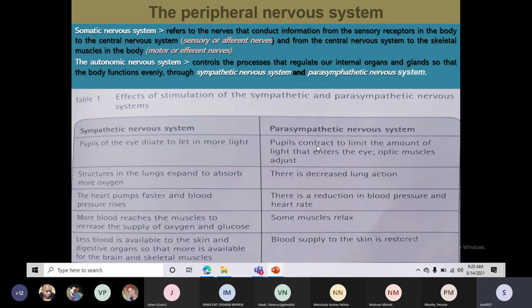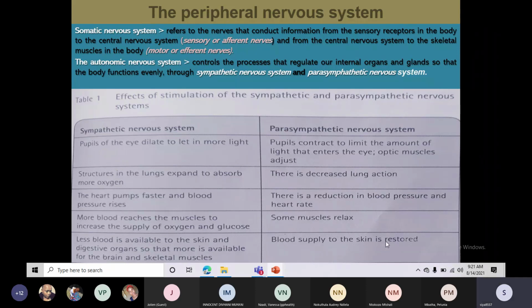Here pupils contract to limit the amount of light that enters the eye, or the optic muscles adjust. Here more light comes in. There is a decrease in lung action. Here there's an expansion in lung action. There is a reduction in blood pressure and heart rate. Here it's fast, it rises. Some muscles relax, whereas here more blood reaches the muscles.